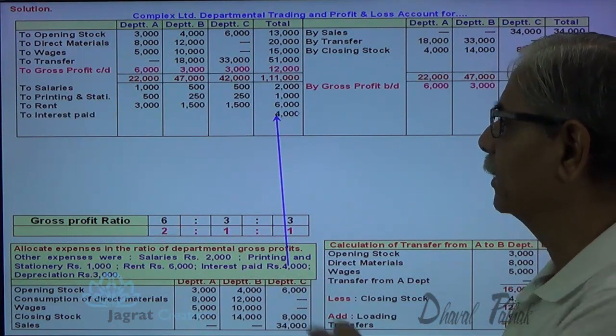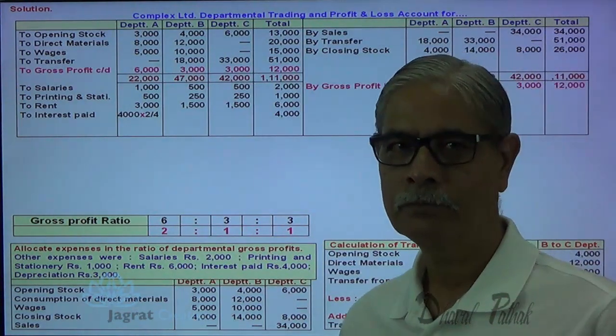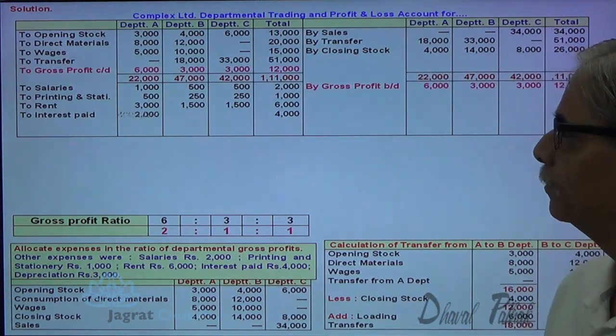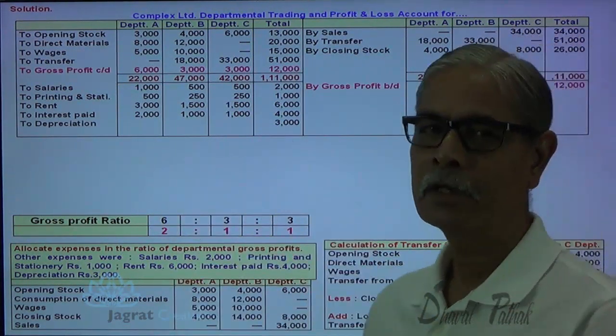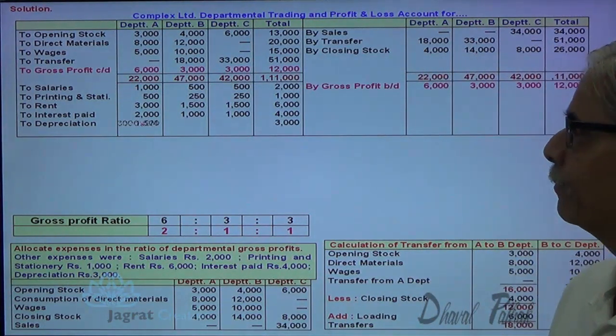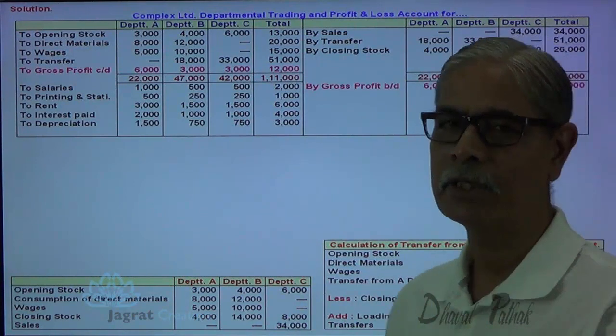Interest paid, common expenses 4,000, distributed in the ratio of 2 is to 1 is to 1: 2,000, 1,000, 1,000. Depreciation 3,000, distributed in the same proportion, 2 is to 1 is to 1. This is a debit for depreciation.